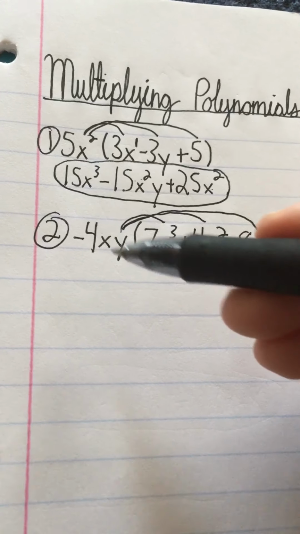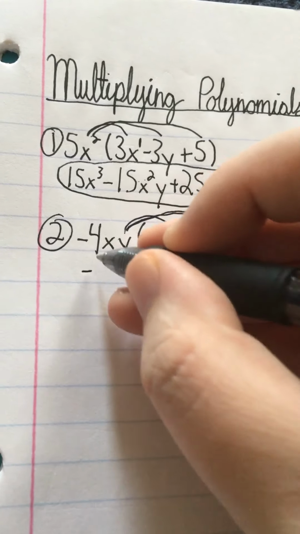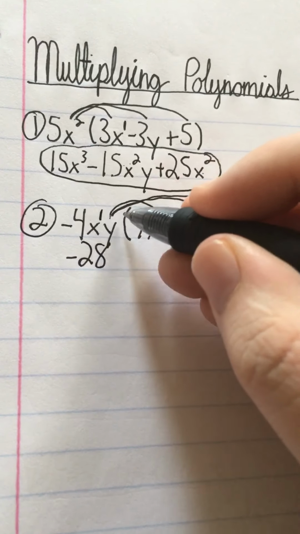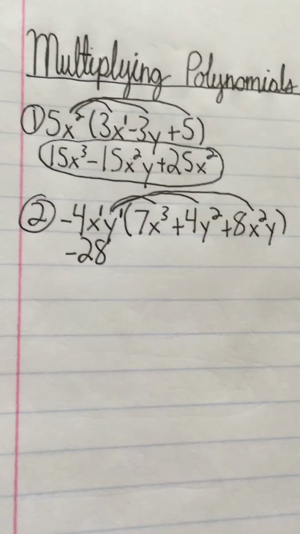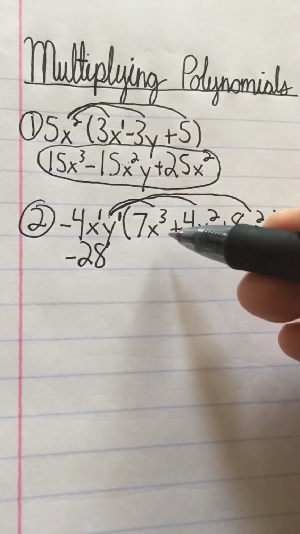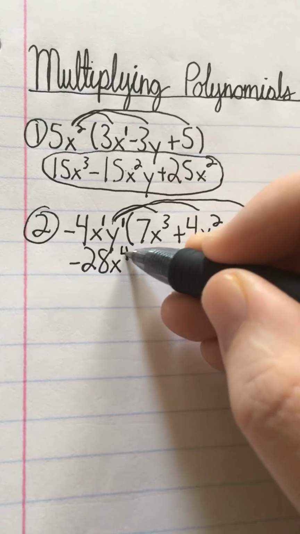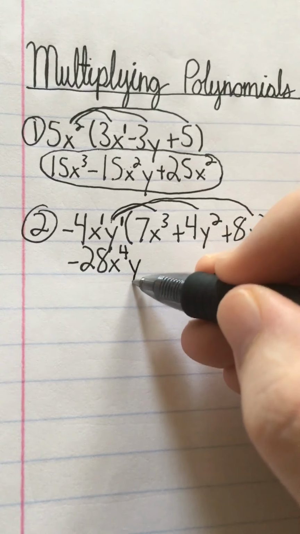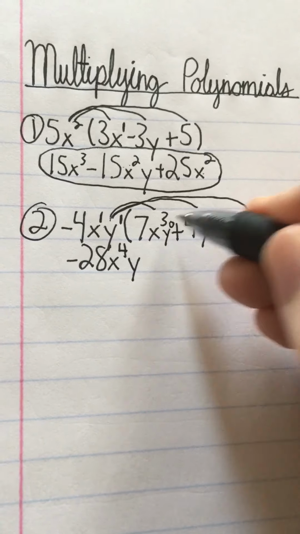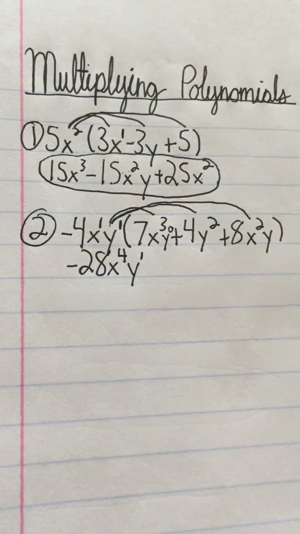So we're going to start with the coefficients. Negative 4 times 7 is negative 28. And then each of this x and this y has that little invisible 1 exponent. So x times x cubed gives us an x to the 4th. And we just bring that y along for the ride, since there's kind of like a y to the 0 power here. 1 plus 0 gives us our 1.